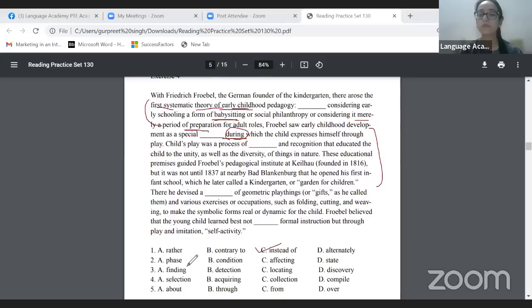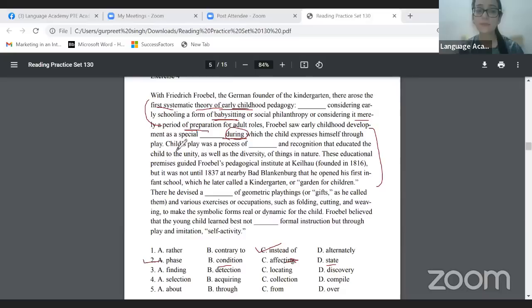Condition is one point of time. Affecting is not a noun, as a special state. State also is a one-point-of-time thing. What is the current state? That has nothing to do with the continuity of time. That's why the answer was phase. It's a very special phase because it's for 1, 2, 3, 4 years of life, during which the child expresses himself through play.